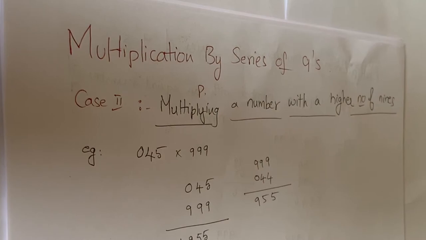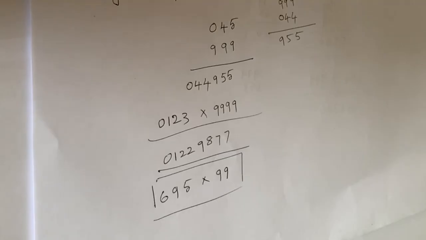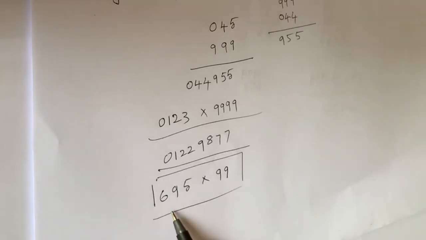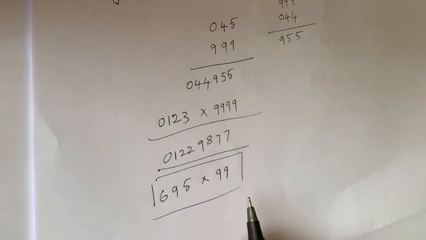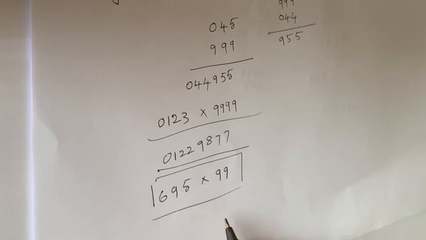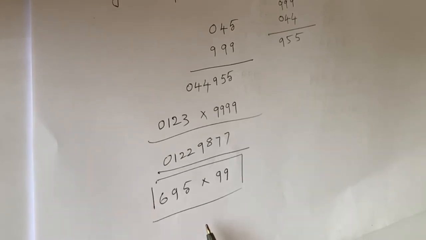Welcome to my channel. In my previous video, I asked one question, that is the procedure for a 3-digit number multiplied by a 2-digit 9 series. So that is 695 into 99. How many of you know the correct procedure to calculate this sum in an easy manner? So today we learn how we can multiply.